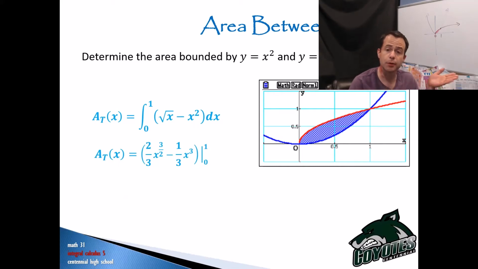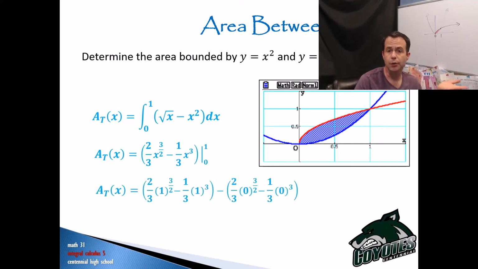So I'm going to evaluate this now from 0 to 1. That means I plug in 1, and then figure that out, and then I plug in 0, figure that out, and subtract them. Total answer, the area would be 1/3 units squared. All right, see, that wasn't bad. Let's do the next one.